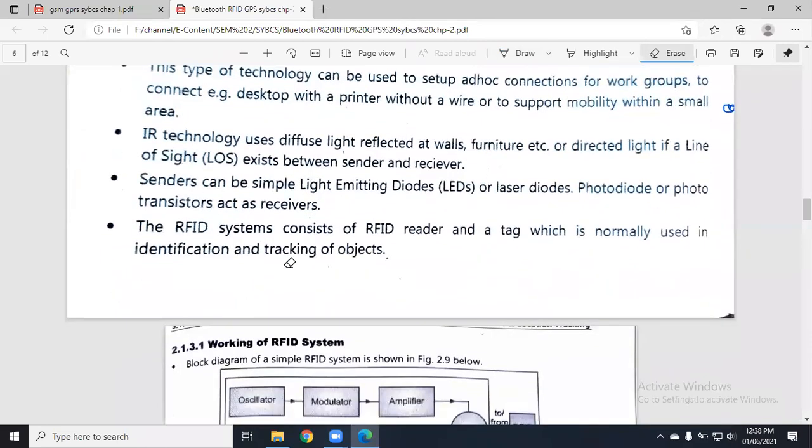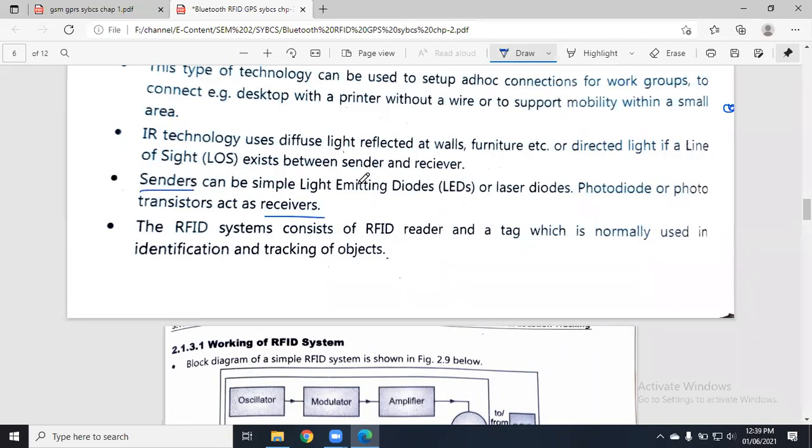Next, senders can be a simple LED, light emitting diode, or a laser diode. Photodiode or phototransistor acts as a receiver. So here you will need two different devices. First one is your sender and second one is your receiver.